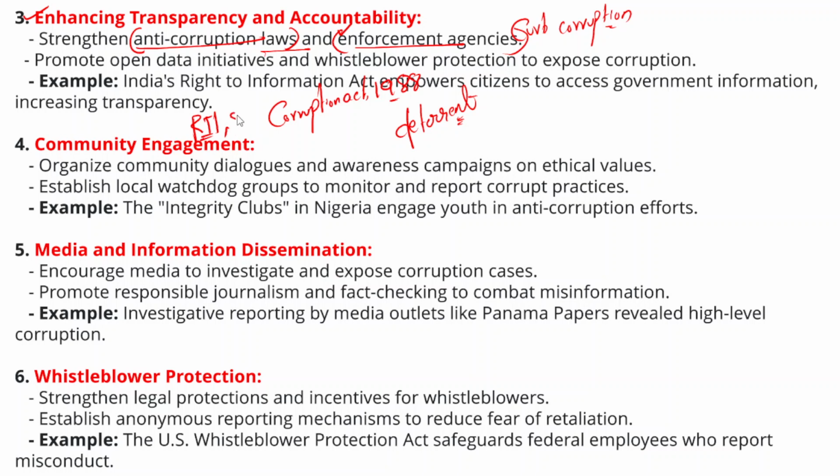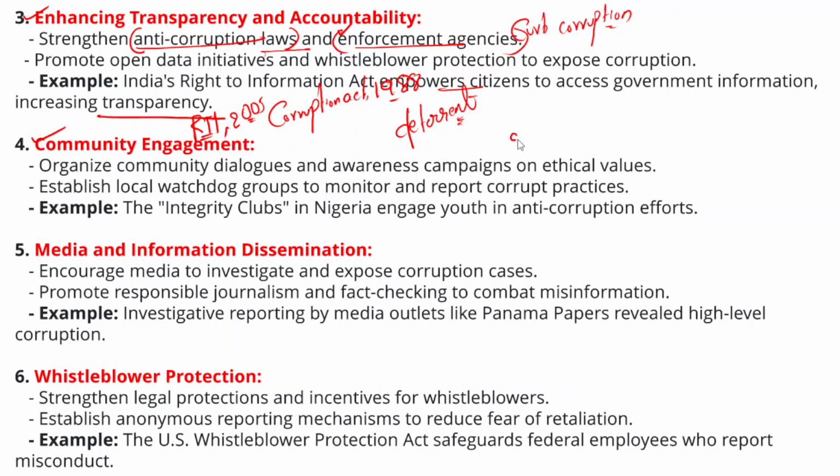That was passed in the year 2005. The Right to Information Act empowers citizens by giving them information. Overall, it results in increasing transparency in the political processes. After that, we can also mention community engagement, which is also very important. When we engage the community in the political process, that also results in transparency and accountability.